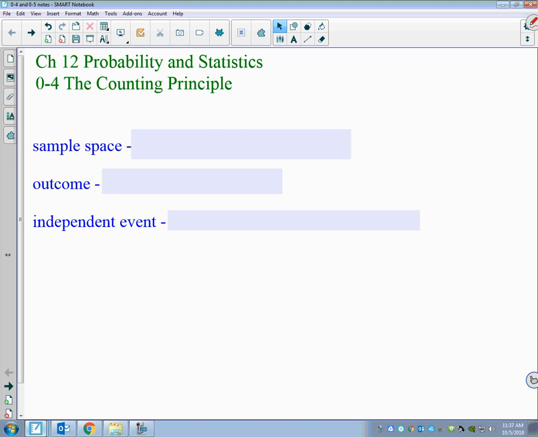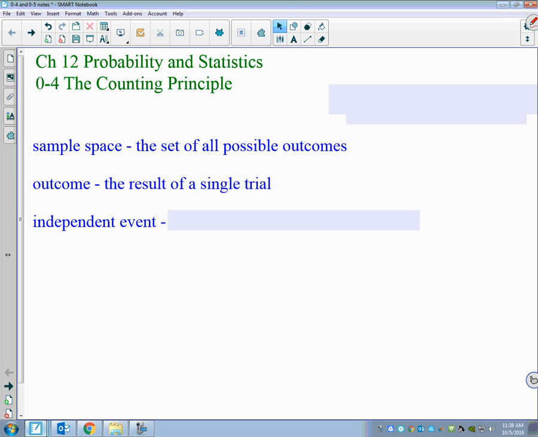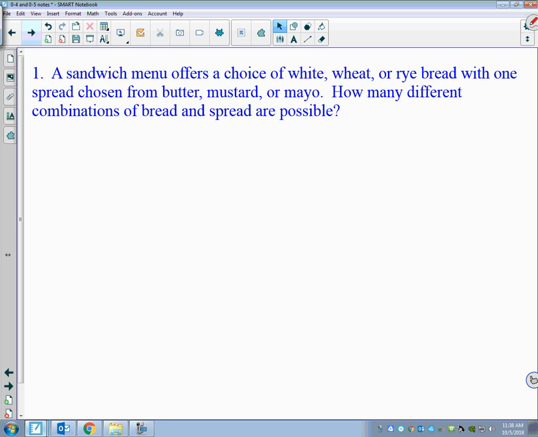When you're talking about probability or how many ways can something happen, the sample space is just a set of all possible outcomes. So if you're talking about flipping a coin, the sample space would be heads or tails, because that's what could happen. The outcome is what actually happens when you do it. So if you flip the coin and you get heads, then that would be the outcome. And we're talking about dependent events later, but independent events are events that do not affect each other. So if I flipped a coin and rolled a die at the same time, those are independent of each other. So some vocab you should know.